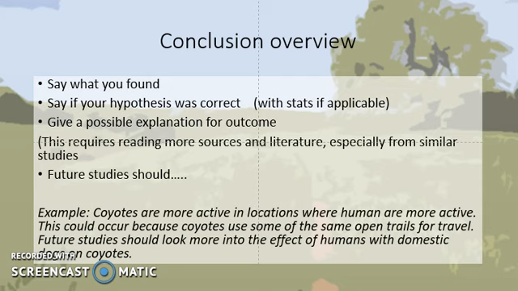And in order to really give a good explanation, you want to do some more reading in the literature, read some more sources, try to see if other studies have found something similar and why they may have found something similar, or if other studies have found something different. It's also really good at this point to say future studies should, and then describe what future studies could do if you had more time, more resources, or if you want to answer a slightly different question. So I have an example shown here of what that could look like.